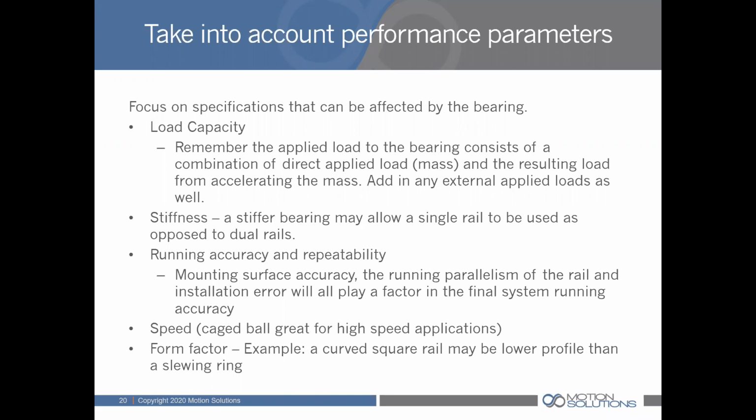Running accuracy and repeatability, again, mounting surface accuracy: the total accuracy is going to be made up of your running parallelism of the rail, how straight the rail is mounted, and the mounting surface accuracies. What is your speed? Cage balls are great for high speed. You can go up to 5 meters per second or higher in some cases with cage ball. And then what is the form factor? Is it going to fit into your application?